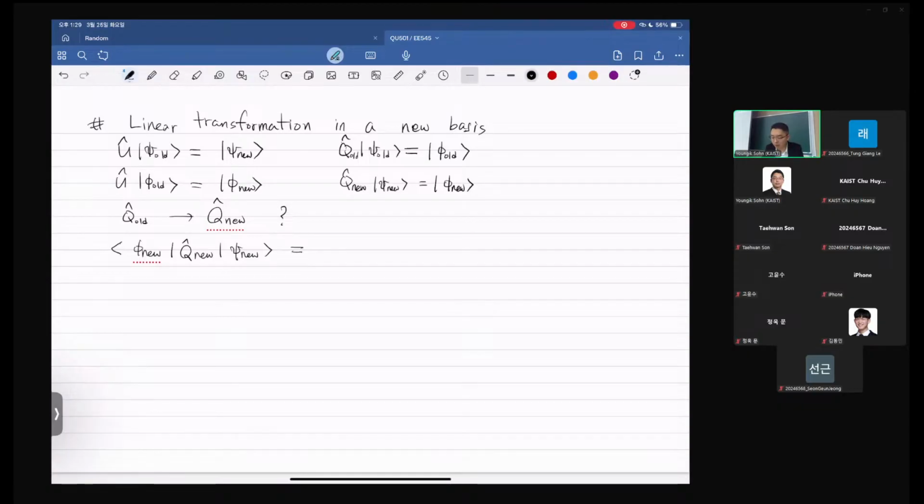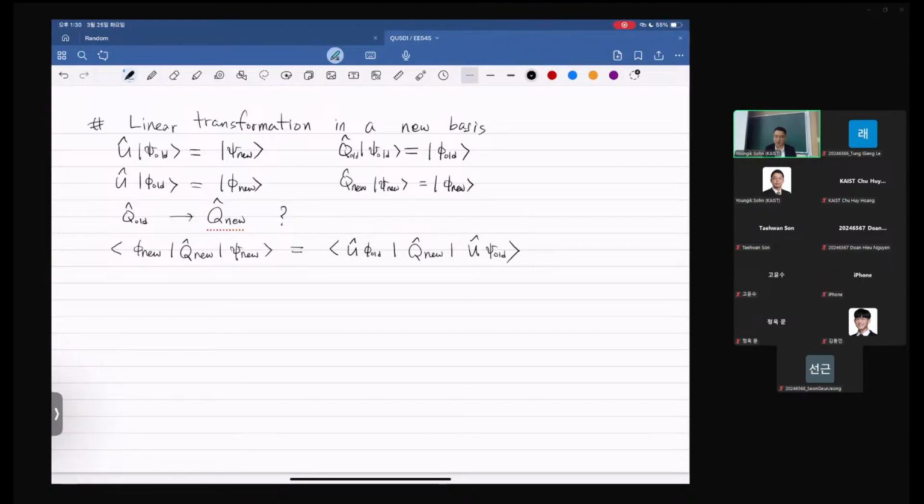Using those four equations, first I'm going to replace phi new with the bra and ket, the left and right hand side, in the old representation. U phi old, and I didn't touch this operator here, and then this one is U psi old. That's the first step I've done.